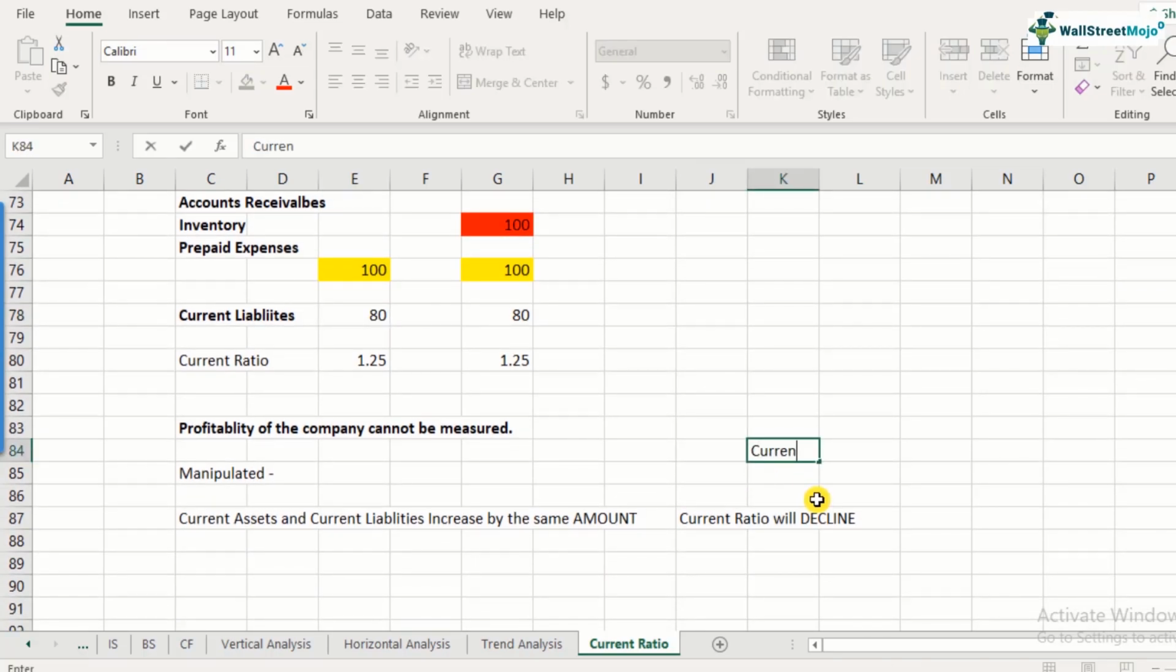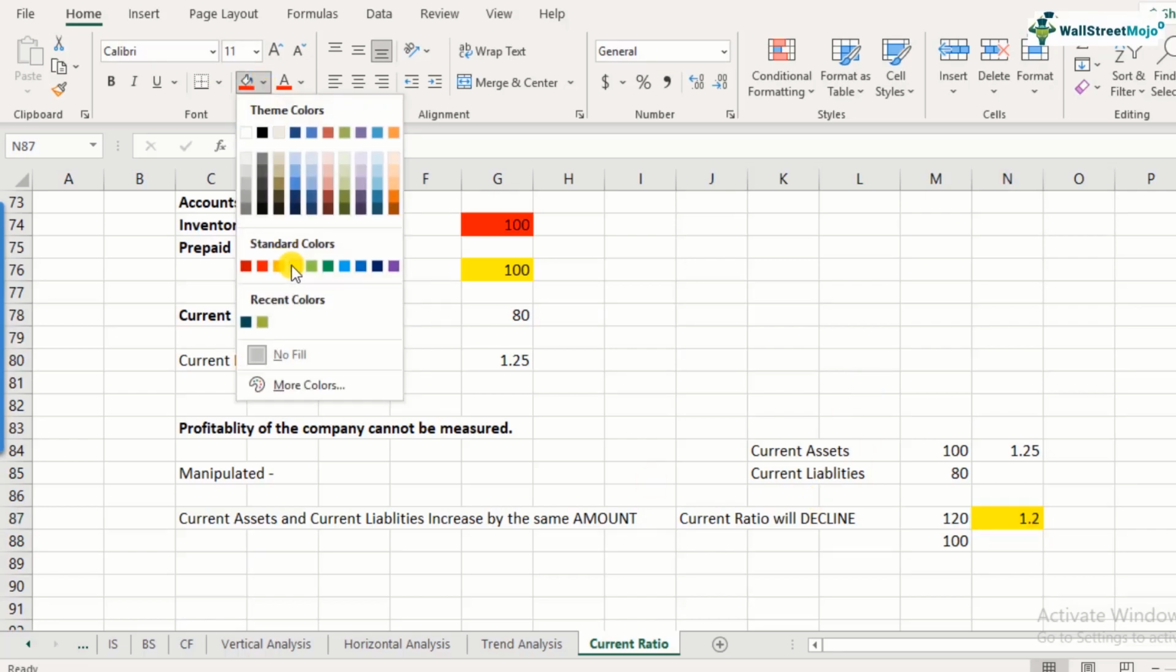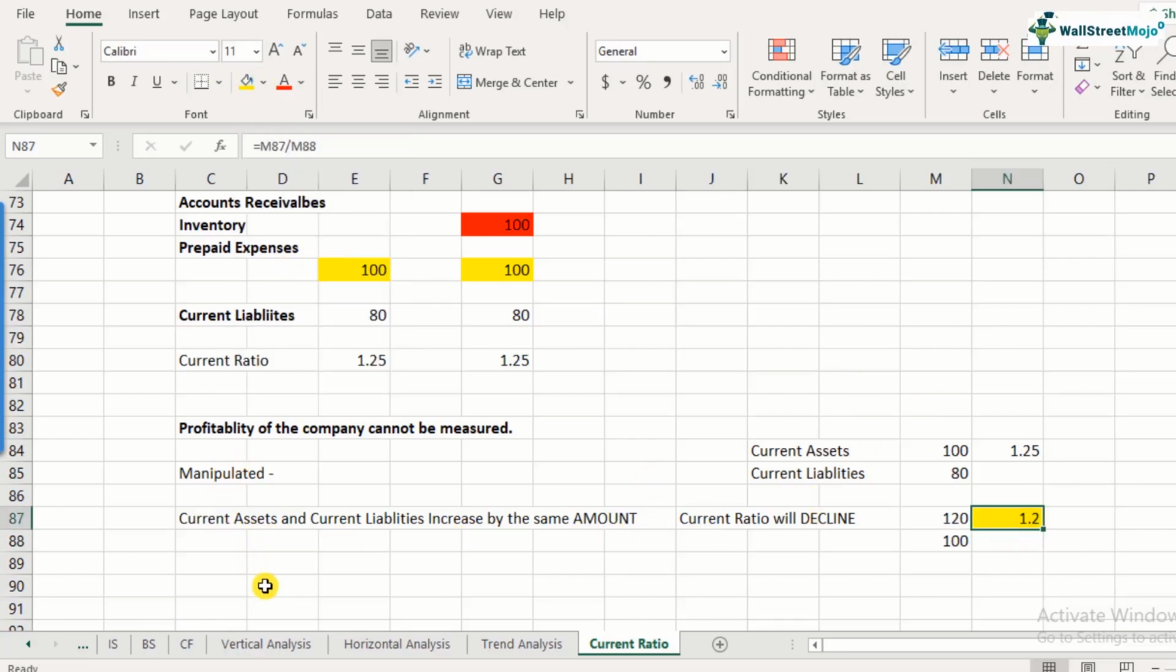So current assets was 100 and 80 was the liability, right? Current liabilities. So the ratio was 100 divided by 80. Now I've increased this to 120 and 100, right? Both of them increased by the same amount. The ratio will become 1.2. So obviously it can be subject to manipulation like this.